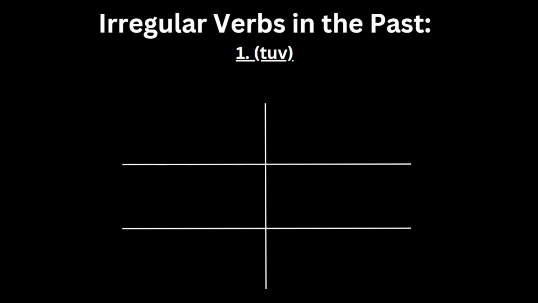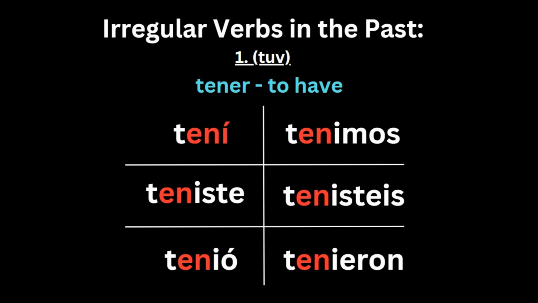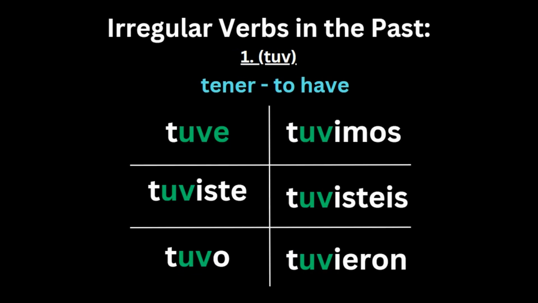One of the verbs that falls into this category is tener, which doesn't follow the normal conjugation pattern of verbs ending in ER. Instead of following the syntax of normal verbs ending in ER, tener decides to use TUV as its main stem. Yo tuve means I had, tú tuviste, you had, él tuvo, he had, and so on.